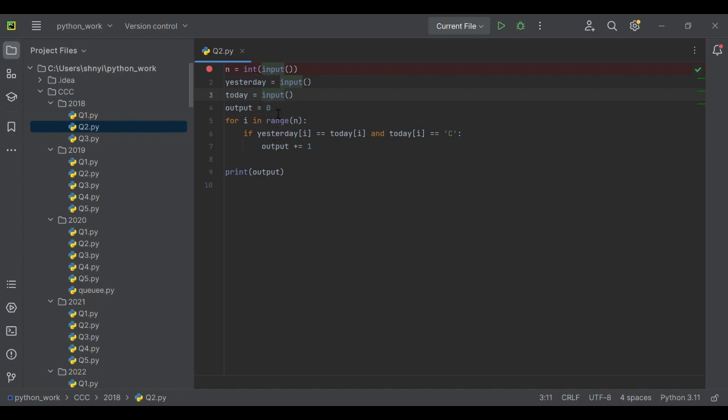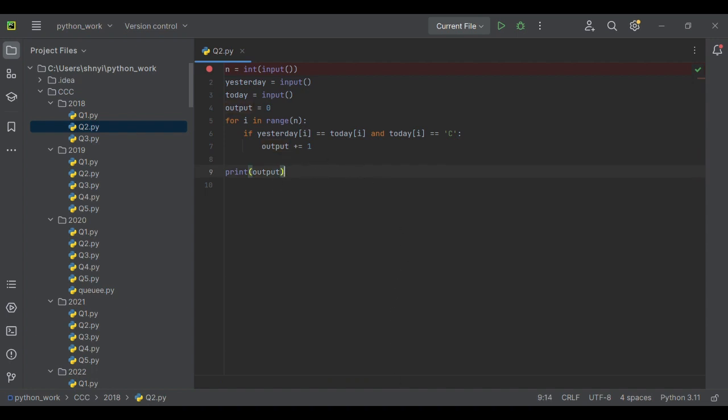So the output is going to start off with a 0. For i in range of the integer n, i would start at 0. If yesterday's i is the same as today's i, and today's i is equal to C, you could also put this at yesterday if you want, then the output will plus equal 1, and then we will print the output.